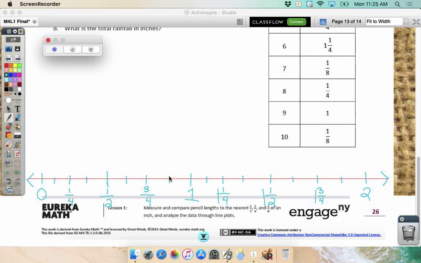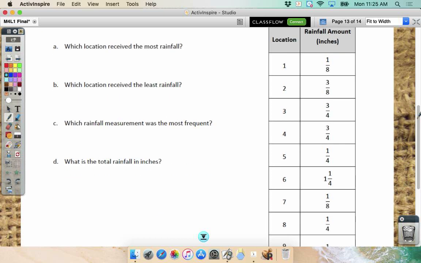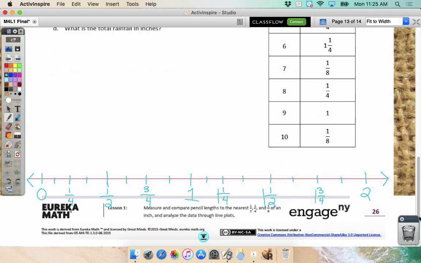So now what we're going to do is we're going to go to the chart and we're going to put the X's on the line plot. So I've got 1/8 is my first one. I'm going to cross off and put an X at 1/8. I think the second one is what? 3 8. So I'm going to put an X at 3 8.